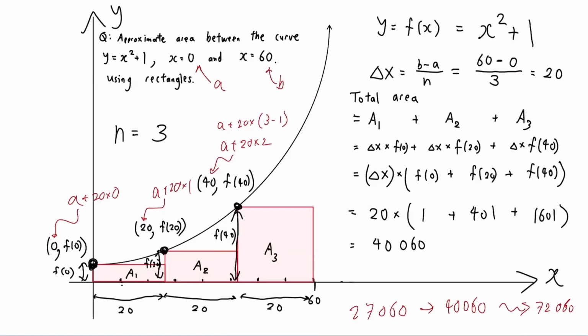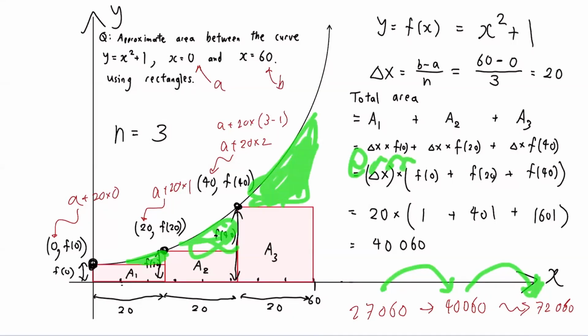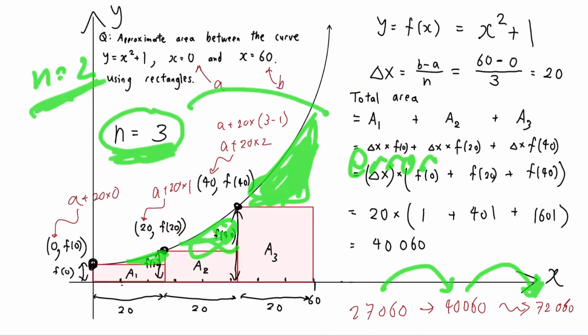So what is the main pattern you should notice here? When you go from 2 rectangles to 3 rectangles, the answer is getting closer to the exact area. That's because the blank space here, here, and here, that is the under approximation, the difference, or what we call the error, is getting smaller. You notice that? So just now I talked about n equals 2, now I talk about n equals 3. What do you think I'm going to do next?